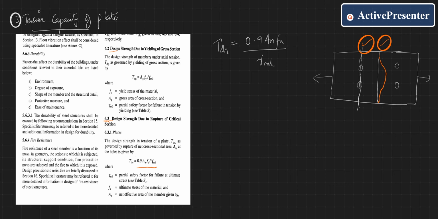So when the net section rupture occurs, it is TDN, 0.9 Fu An divided by gamma ml, and when the whole solid plate yields, it is called TDG, that is, the gross yielding of the plate, which is given by AgFy divided by gamma m naught, where Ag is the gross area of the cross section, Fy is the yield stress of the material, and gamma m naught is the partial safety factor for failure in tension by yielding. So these three are the strengths of a bolted joint: the least of these three, shear strength of the bolt, bearing strength of the bolt, and tensile strength of the plate, will give you the strength of a bolted joint.